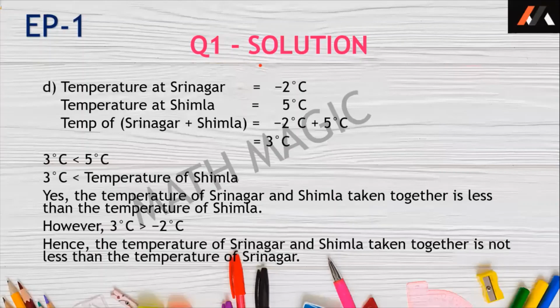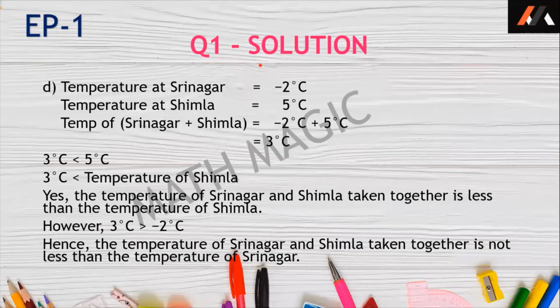Temperature at Srinagar is minus 2 degrees Celsius. Temperature at Shimla is 5 degrees Celsius. Now when we take the temperature of Srinagar and Shimla together, that means we are adding both the temperatures. It will be minus 2 degrees Celsius plus 5 degrees Celsius. That is 3 degrees Celsius.